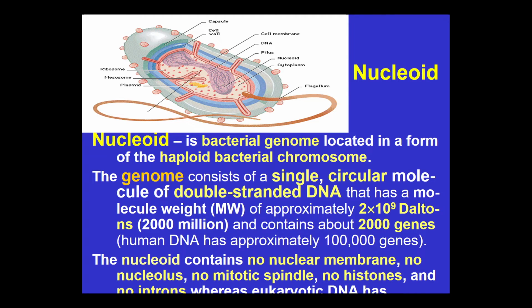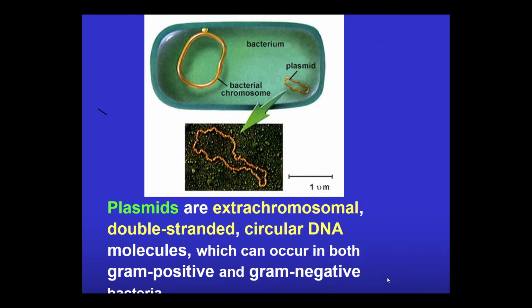So it means it gets as many genes as the chromosome itself. Usually the nucleoid contains no nuclear membrane, no nucleolus, no mitotic spindle, no histones. But according to the latest research work, they may contain histone-like proteins that maintain the structure of the DNA.